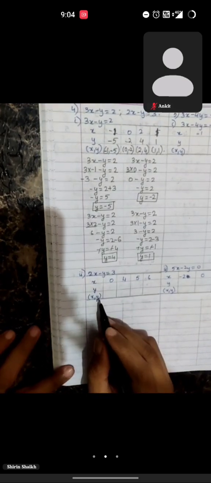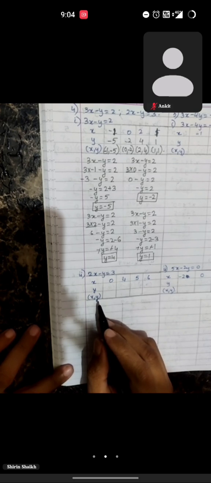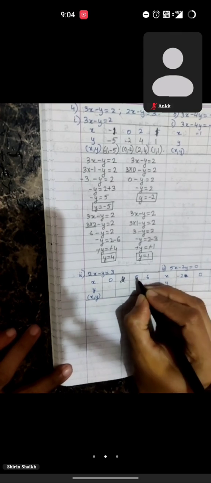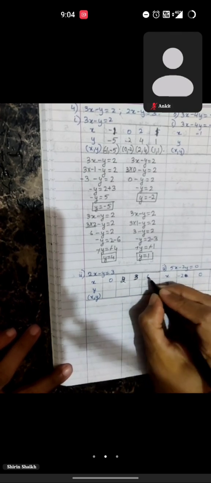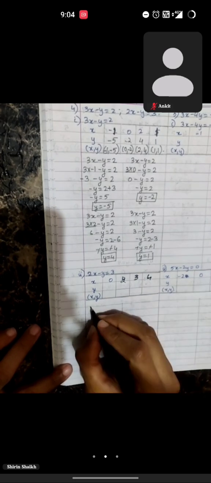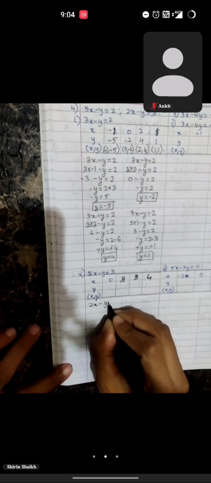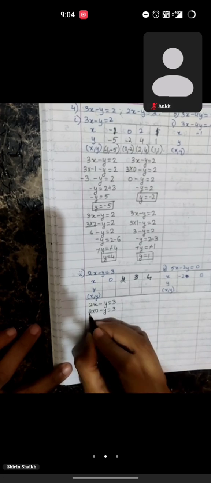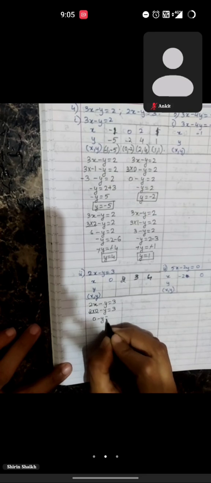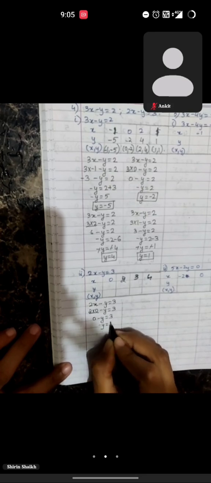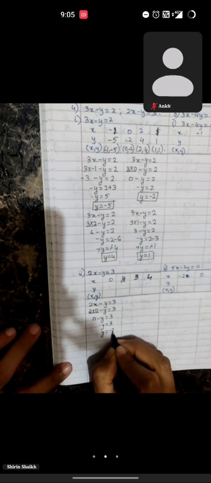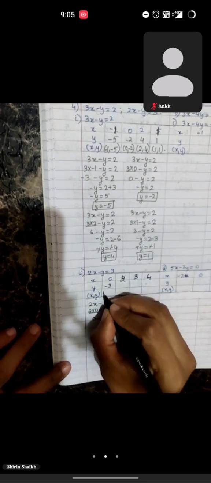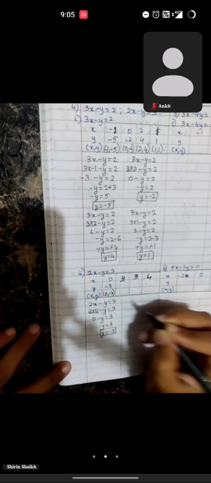Going on to the second equation, 0, 2, 3 and 4. Okay, 2x minus y is equals to 3. So 0 minus y is equals to 3, minus y is equals to 3. So y will be minus 3. So when x is 0, y is minus 3.